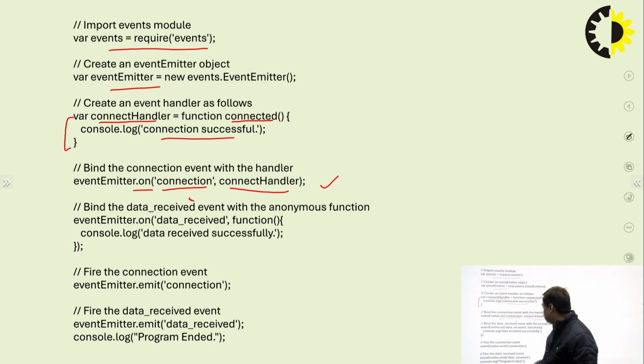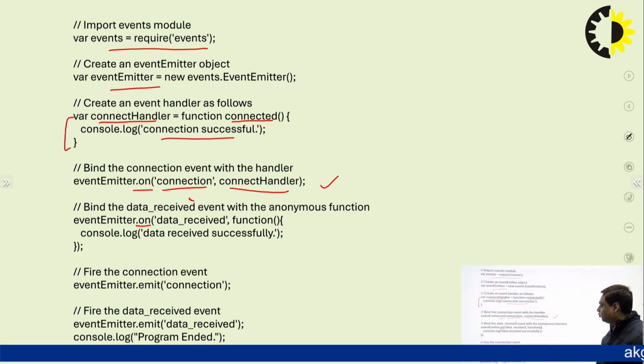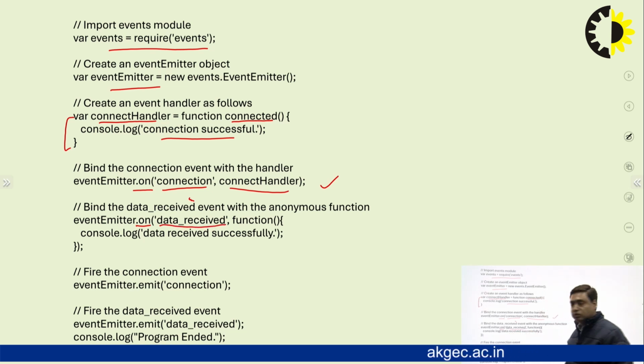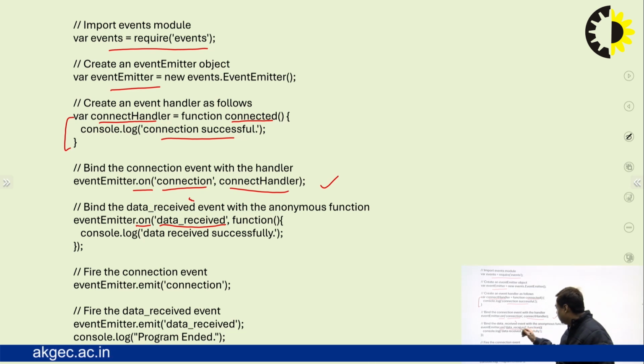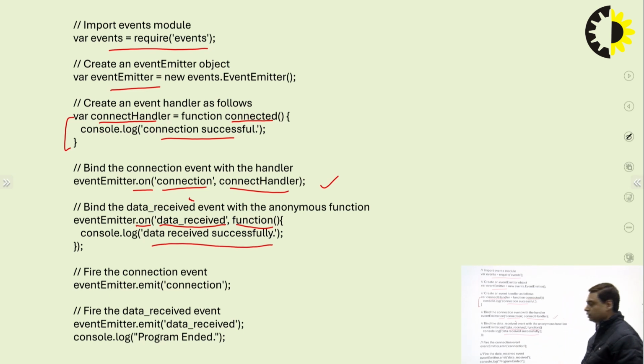Next again we have one more on method, and this on method is binding one more event. The name of the event is dataReceived. So we have two events here. The first event is connection, the second event name is dataReceived. This event dataReceived is bound with a function. It is a callback function. It is an anonymous function. And in this function, we are just displaying the message data received successfully.